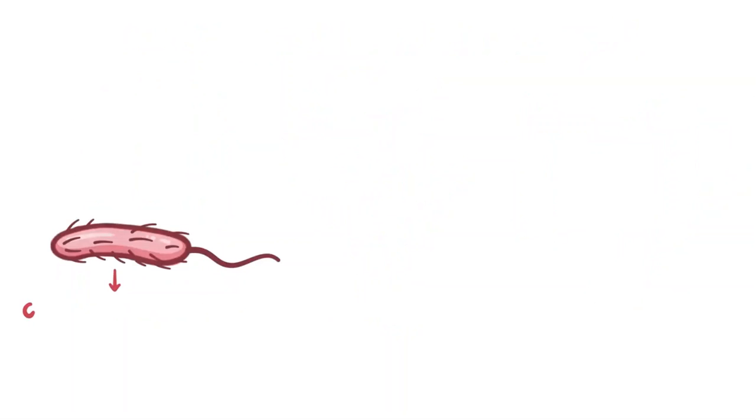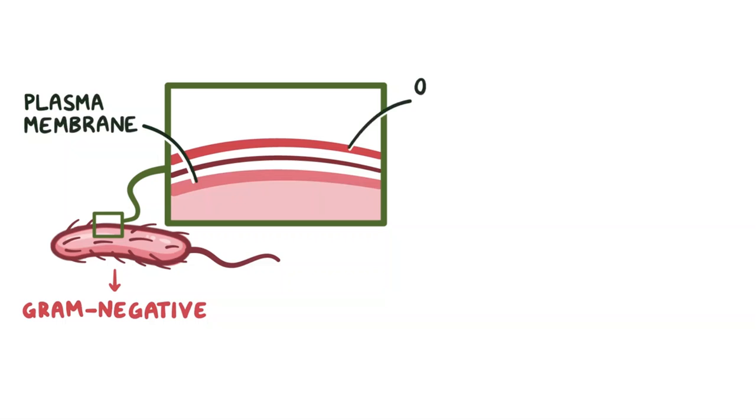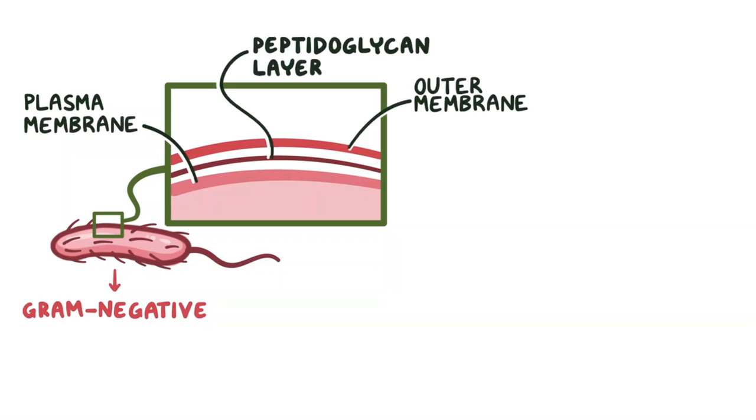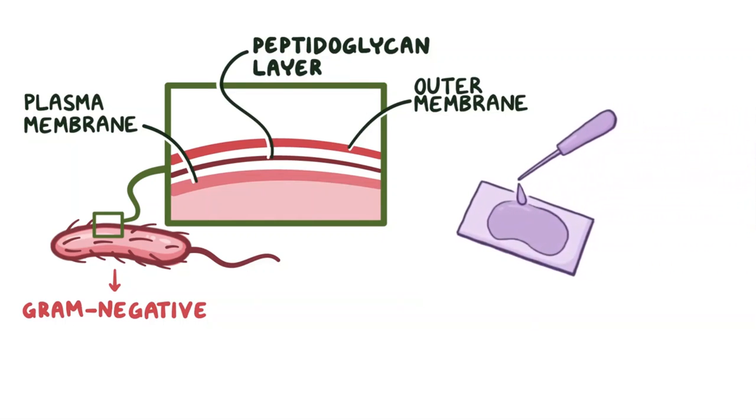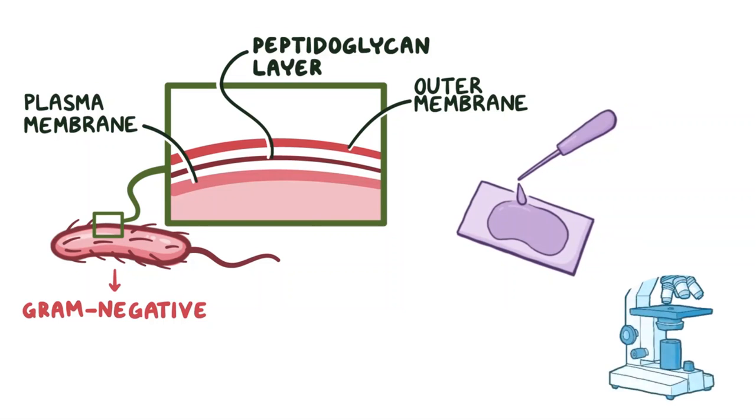Alright, now E. coli is gram-negative because its cell wall has a thin peptidoglycan layer, so it cannot retain the crystal violet stain. But instead, it stains pink with safranin dye used during gram staining. So it looks like a little pink rod under the microscope.